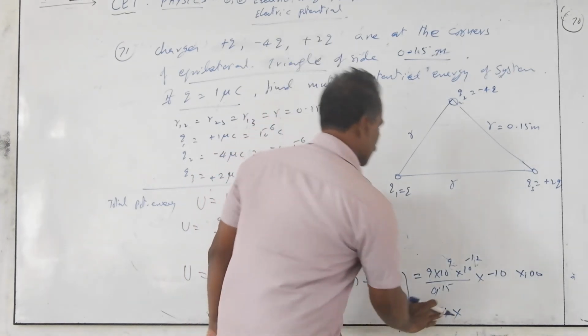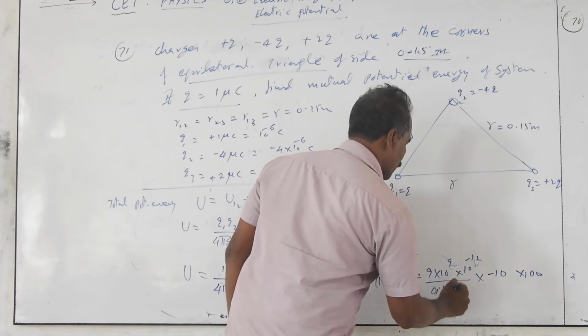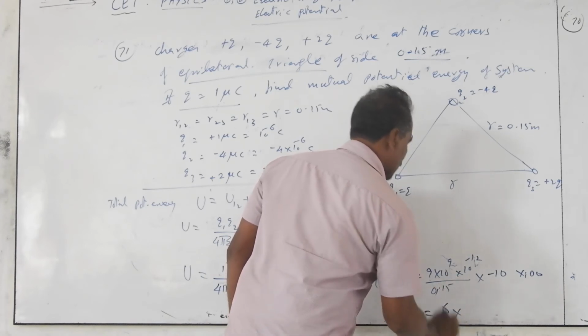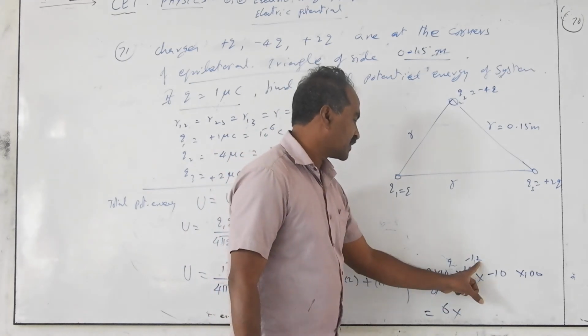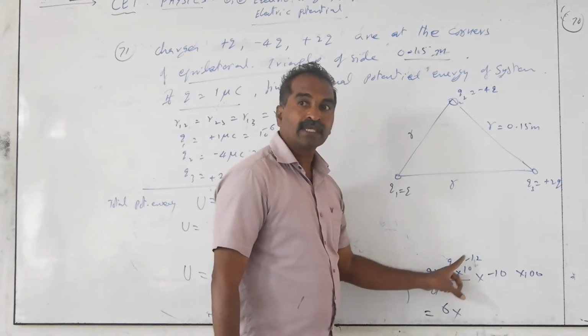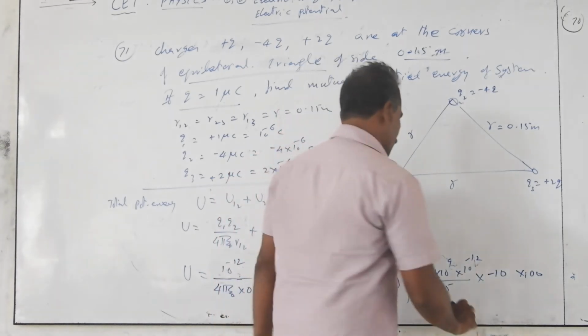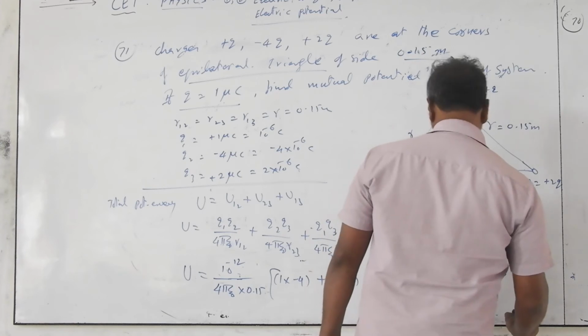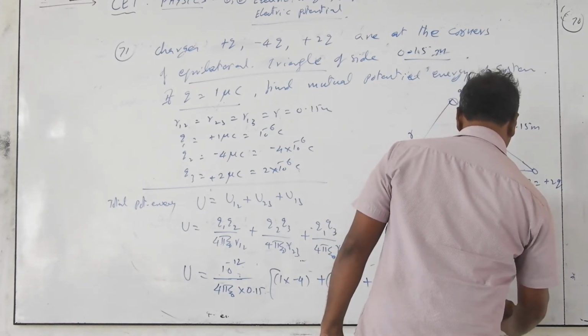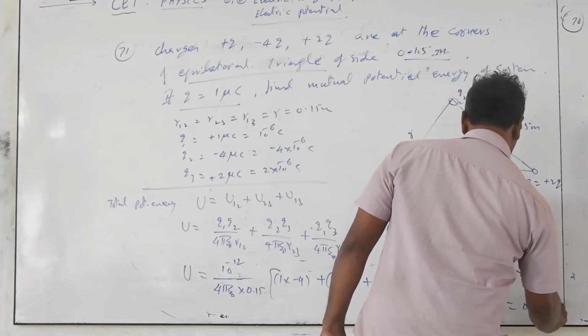I'm sorry, 90 by 15 is 6. 6 times 15 is 90. And this is going to be minus 10. Minus 10 plus 9 is minus 1, so 10 to the power of minus 1 joules, which equals 0.6 joules.